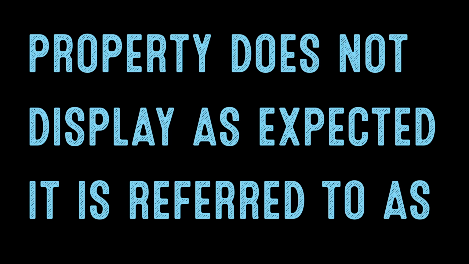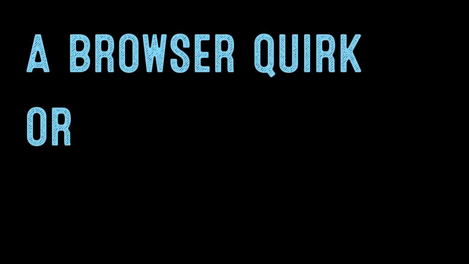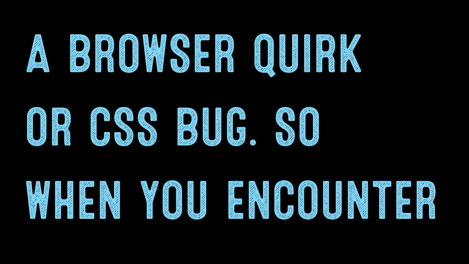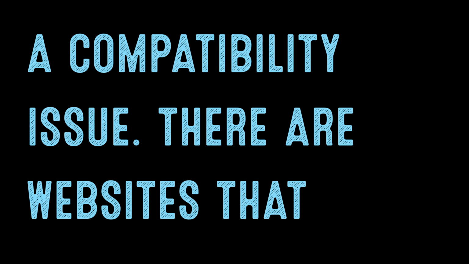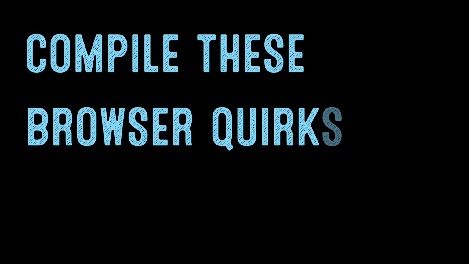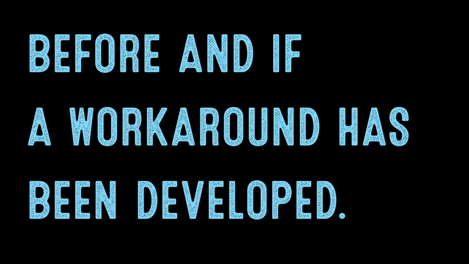When a CSS property does not display as expected, it is referred to as a browser quirk or CSS bug. So when you encounter a problem with your style and you determine it is not an issue with your code, it may actually be a compatibility issue. There are websites that compile these browser quirks and CSS bugs that you can reference to see if a problem has been seen before and if a workaround has been developed.